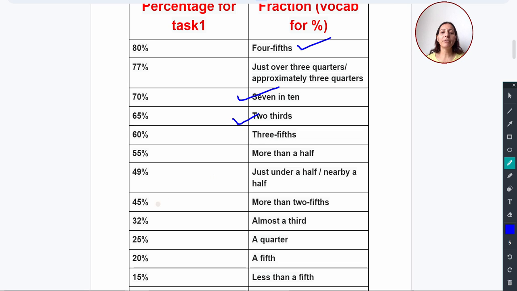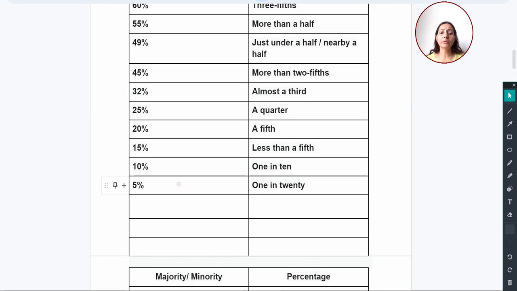45% is more than 2/5, 32% is almost a third, 25% is commonly a quarter, 20% a fifth, and if it is less than a fifth, around 15%, you can say less than a fifth. If percentages are below 5%, we can say a minimal percentage, or 1 in 20. And 10% is 1 in 10.